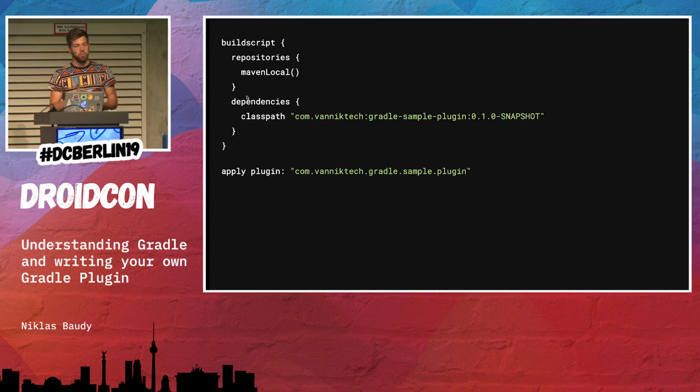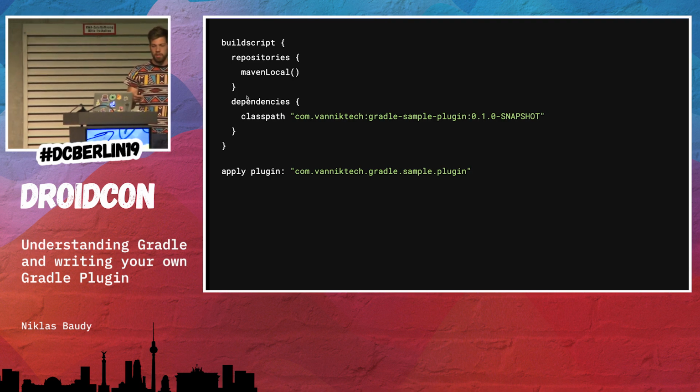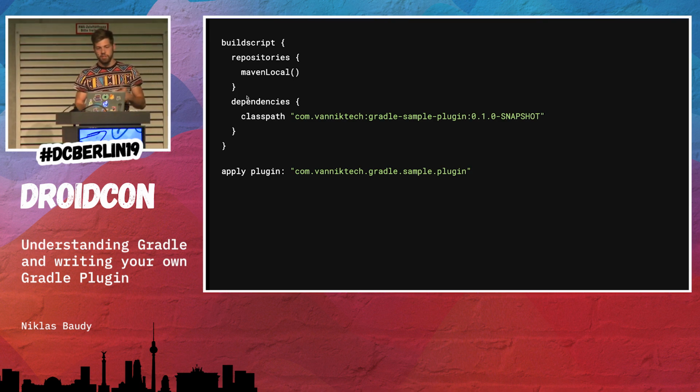So we say in the repositories block, we also want to get dependencies from Maven local. For the class path, we can give in that name that we've just given to the Gradle plugin, and then we can apply the plugin. And now this is a bit of a hassle, and this is something that's a bit tedious, but that only needs to be done once. And once that has been done, we can make changes to our Gradle plugin.